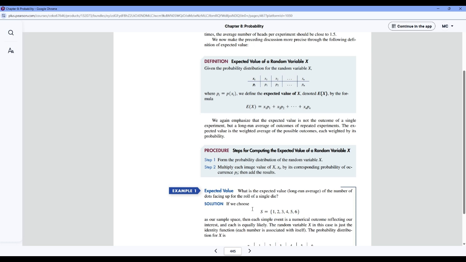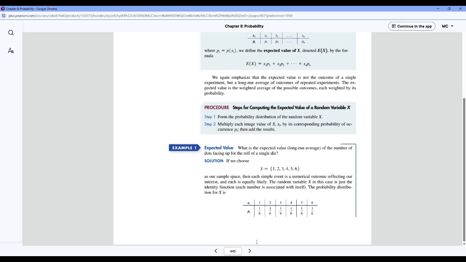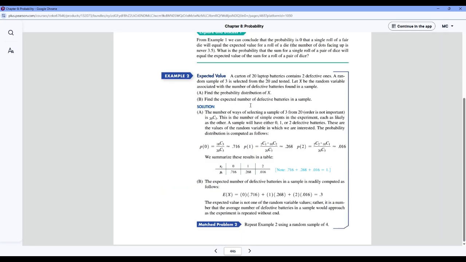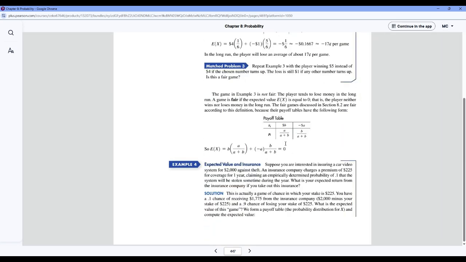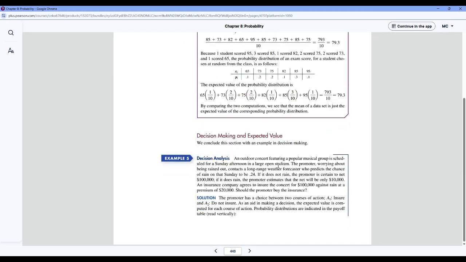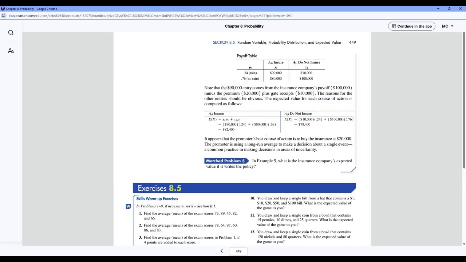Steps for computing the expected value of a random variable: you just multiply the probability distribution by each random variable and add it all up. Moving on. I just see a bunch of stuff that we've already done. Decision making and expected value, and so forth.